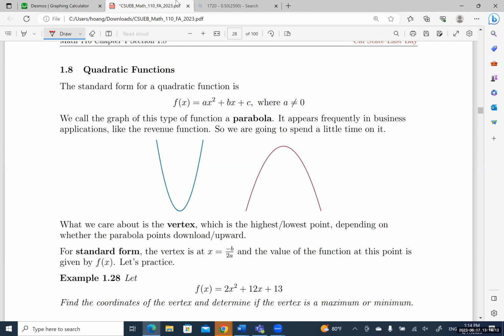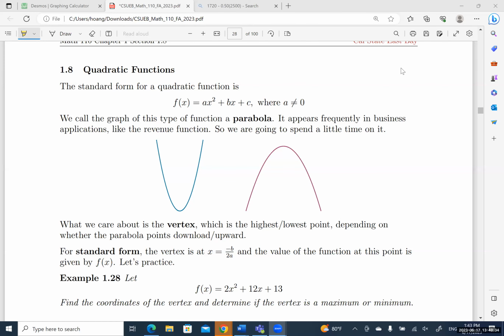Okay, so we move to 1.8, quadratic functions. All right. Okay, so we are in quadratic functions, and a quadratic function has a graph that looks like a parabola. Okay, so the parabola graph could be open up or open down, like that, right?